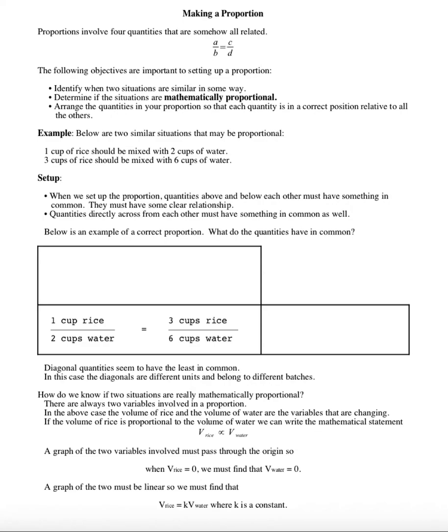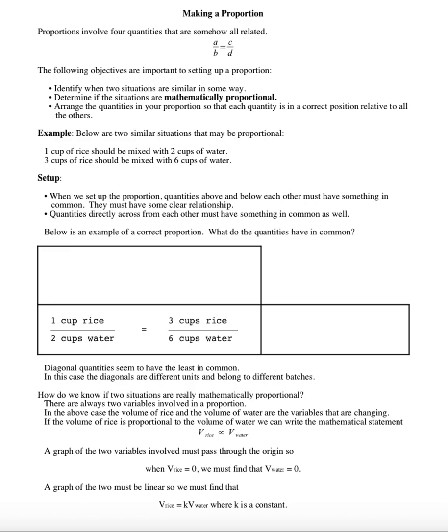Proportions involve four quantities that are somehow all related. The following objectives are important to setting up a proportion. First, you'll want to identify when two situations are similar in some way, and there are clues to look for to see if that may be the case. You want to determine if the situations actually are mathematically proportional. And I'll talk briefly about what that means.